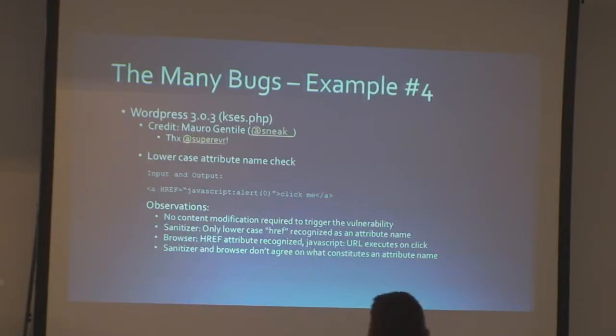So here's a fourth example. This one is from Sneak on Twitter. Thanks, Phil, for sending this my way. This one is pretty simple. The sanitizer, in this case, for some reason recognized lowercase href attributes, but not uppercase. And so this JavaScript URL would pass through sanitization. Of course, if you clicked on this link, then script would execute. This is another one where there's no content modification required to make this work. The sanitizer and the browser really didn't see eye to eye here. They didn't agree on what really constitutes an attribute name.